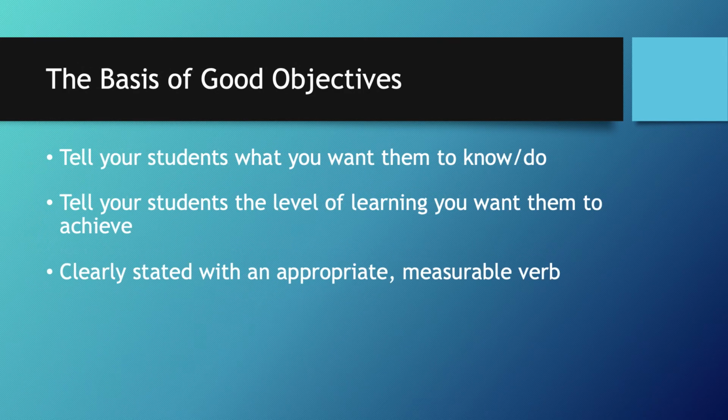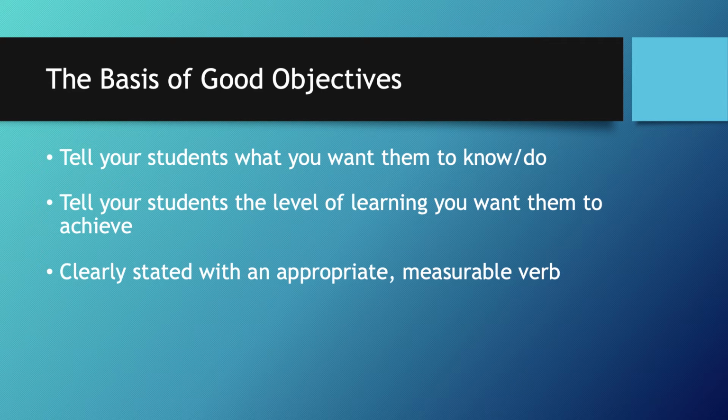To develop good objectives, you first have to decide what you want your students to know or be able to do. You want to decide the level you want them to do it at, and you want to choose an appropriate measurable verb. Now, I've typically used the Bloom's taxonomy of verbs whenever I'm trying to decide what my objectives are going to be, particularly with my unit level objectives. But that being said, you can use whatever educational framework you prefer.